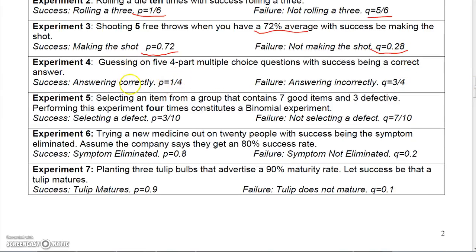Suppose you guess on a multiple choice question. Then your probability of success on a question would be 1/4, and the probability of failure on each question would be 3/4.